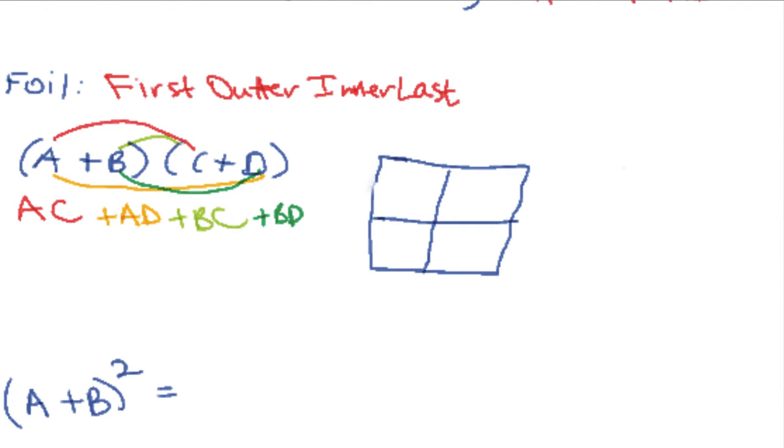Now, usually, if there are x's and y's, whatever variables you're dealing with, some of these will be like terms, and you won't get four expressions. You'll get three or two, depending on what type of foiling you're doing, if it's a difference of two squares or what. So here, some people prefer the square method.